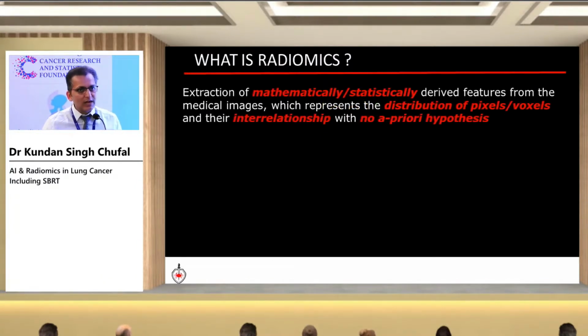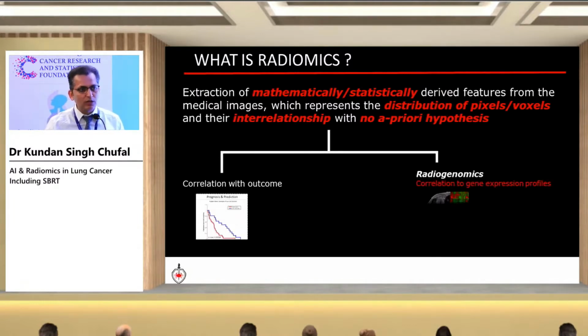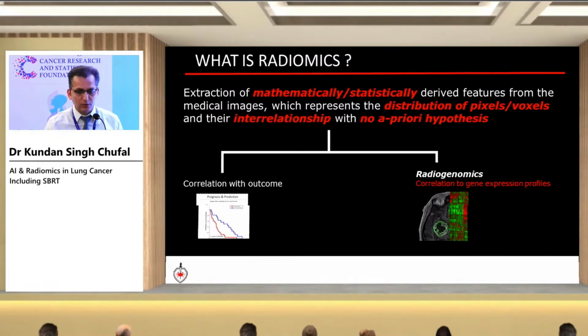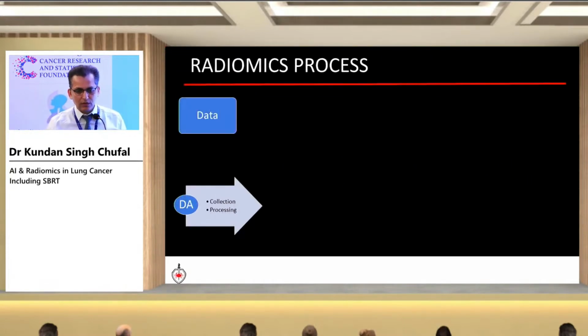So what exactly is radiomics? Radiomics is basically an extraction of mathematically and statistically derived features from the medical images, which represents the distribution of pixels and voxels and their interrelationship with no a priori hypothesis, which is very important. We don't have any hypothesis prior to extracting these features. And then once we have these features, we try to correlate them with our clinical outcome. Another aspect is radiogenomics. I don't think we can cover that in this particular talk.